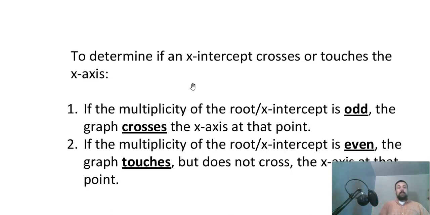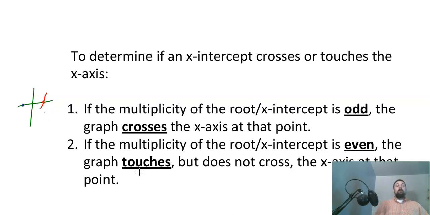Right? So if the multiplicity of the root that gives you the x-intercept is odd, then the graph crosses the x-axis at that point, which is probably what you would just automatically assume without any other information. So if you are graphing and you find that, for example, this point here is an x-intercept, you probably naturally assume the graph is crossing through the x-axis at that point. So it might look something like this. Right? And so that's one way the graph can interact with an x-intercept. But it could also just touch.